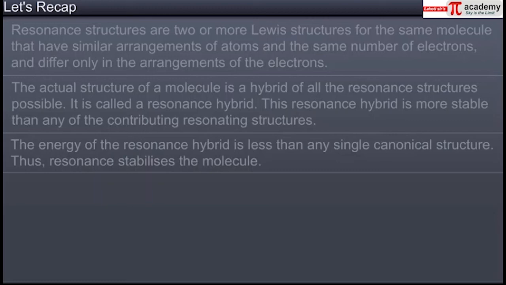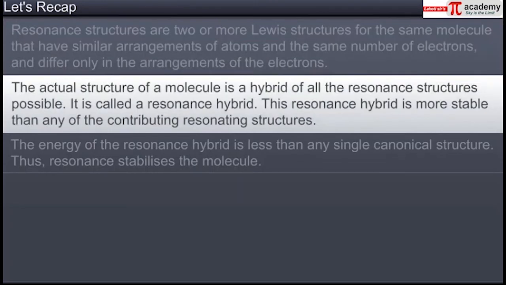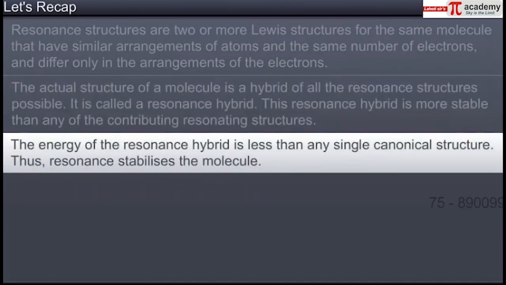In this module, you learnt that resonance structures are two or more Lewis structures for the same molecule that have similar arrangements of atoms and the same number of electrons, and differ only in the arrangements of the electrons. The actual structure of a molecule is a hybrid of all the resonance structures possible. It is called a resonance hybrid. This resonance hybrid is more stable than any of the contributing resonating structures. The energy of the resonance hybrid is less than any single canonical structure. Thus, resonance stabilizes the molecule.